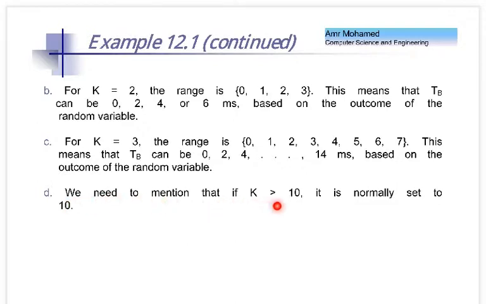And also we have to be aware of the fact that the maximum value for k is 10. So if k is more than 10, we keep it at 10. So when k is 10, the range becomes from 0 all the way to 1023, because 2 to the power 10 is 1024.